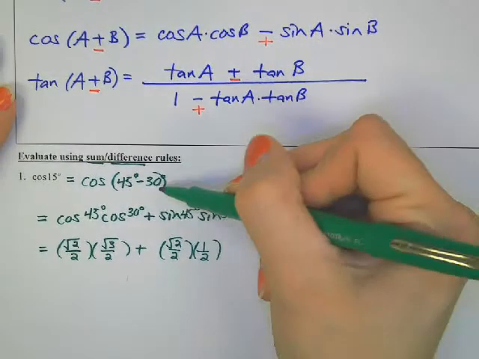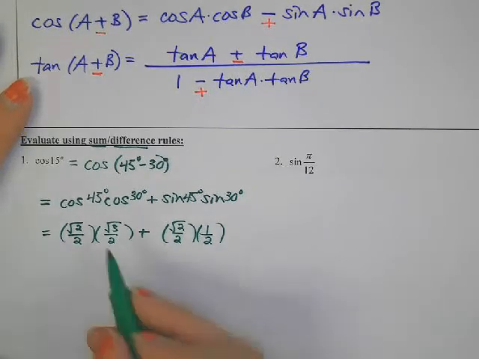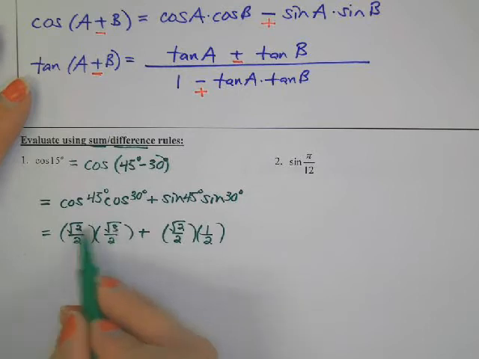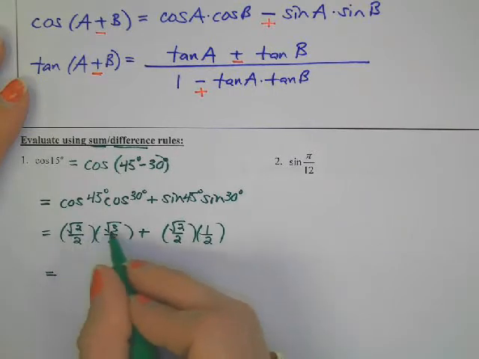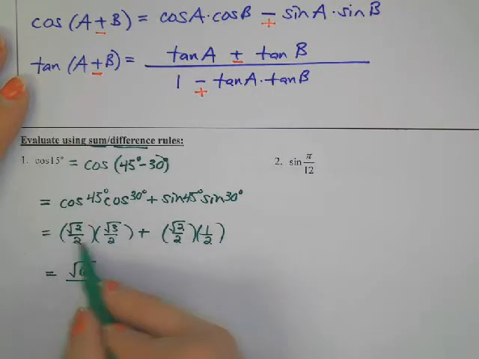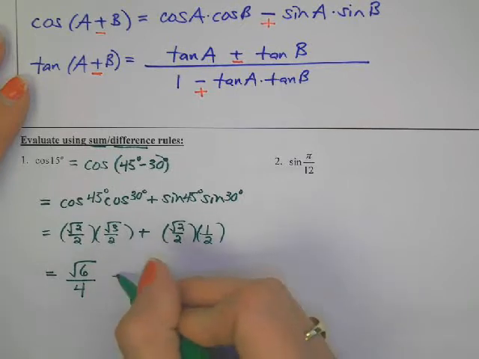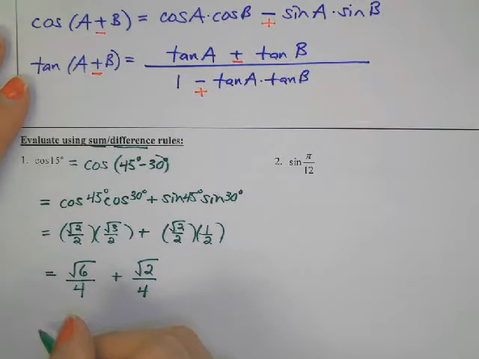Okay, so we have to know the formula. We have to know our unit circle. Now you have to know how to do fractions. When you're multiplying fractions, don't say cross multiply. You just multiply numerator with numerator and denominator with denominator. So this first fraction, radical times radical makes radical 6 over, now that's not a common denominator, that's 2 times 2, that's going to be a 4. Over here, radical 2 times 1 is radical 2 over 4.